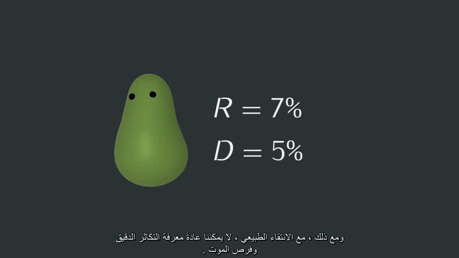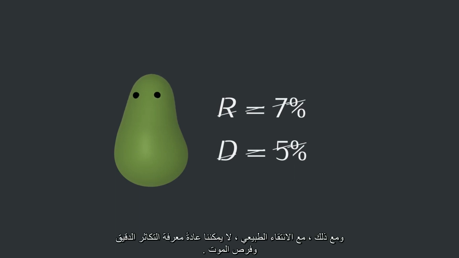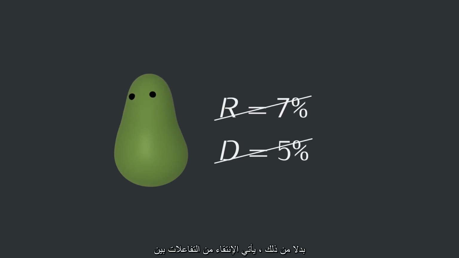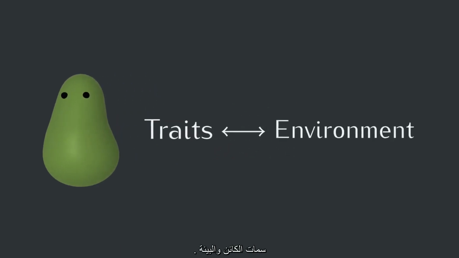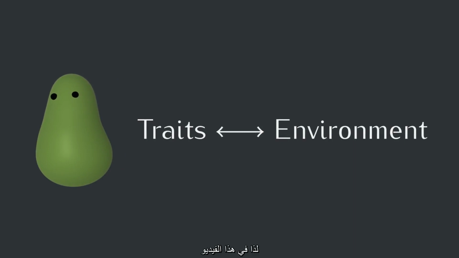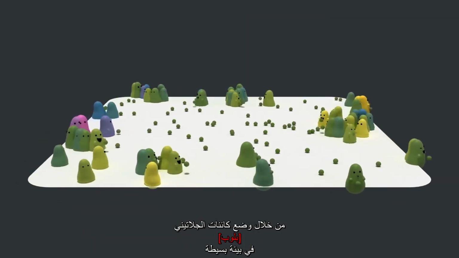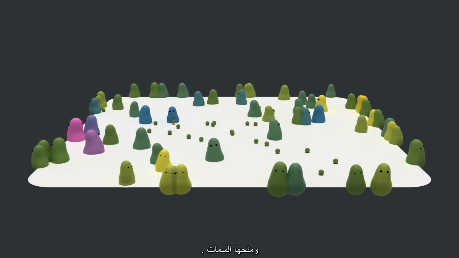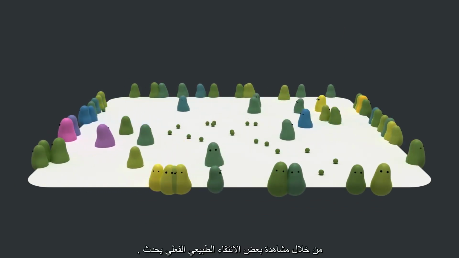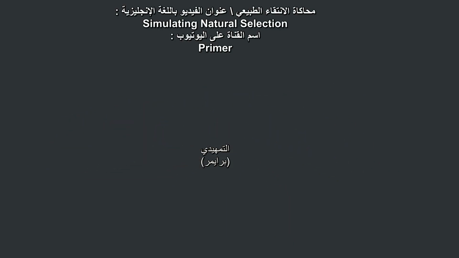With natural selection, though, we usually can't know precise replication and death chances. Instead, selection comes from interactions between a creature's traits and its environment. So in this video, we're going to make a real evolving system by putting our blob creatures into a simple environment and giving them traits. Let's see what we can learn by watching some actual natural selection happen.